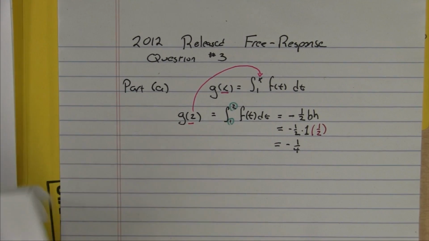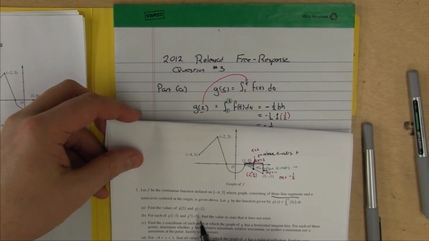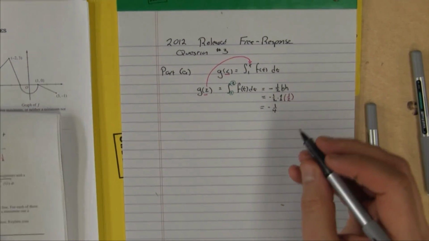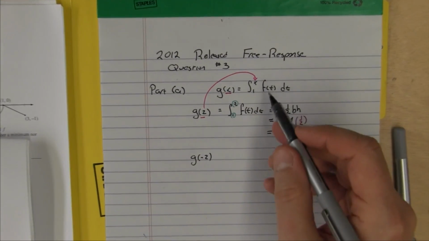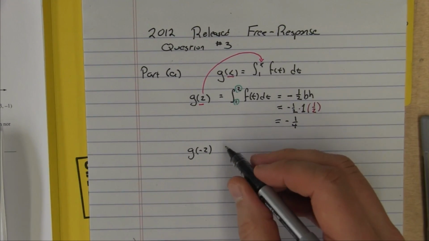Now, the next thing that the problem asked me for is g of -2. So now we're going to find g of -2. And that just means that instead of putting 2 for the x, we're going to put -2 for the x.